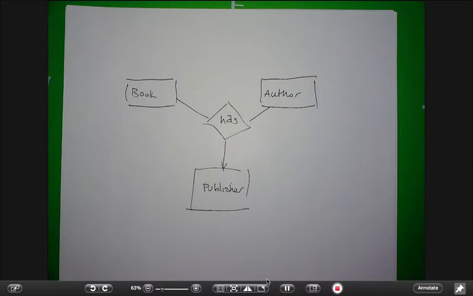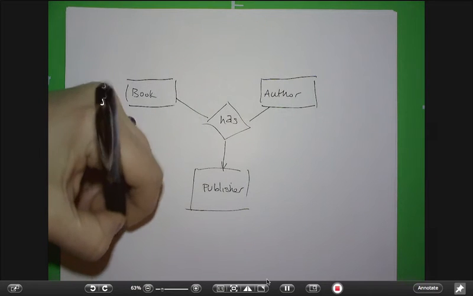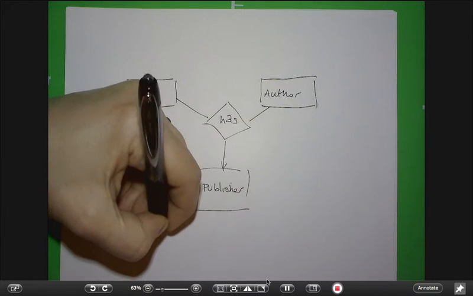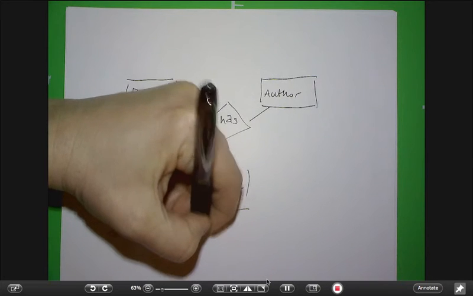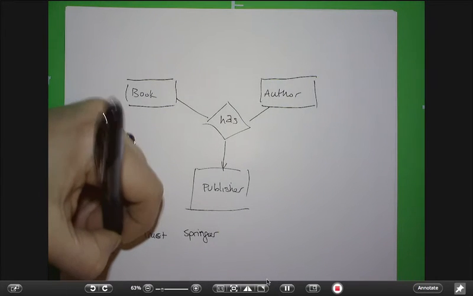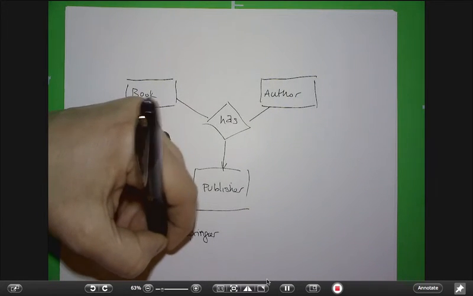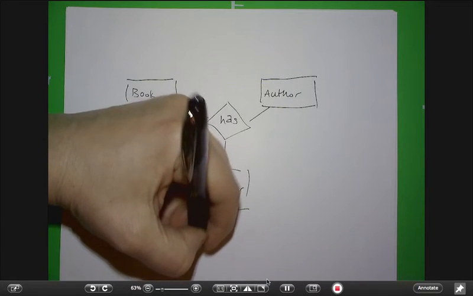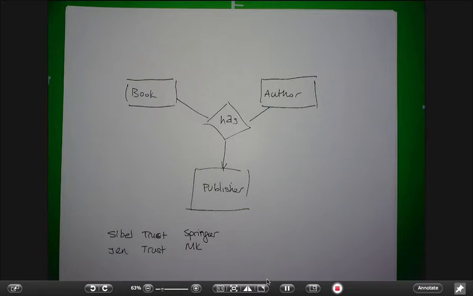That an author for a book has a publisher. Is it possible that a different author for the same book has a different publisher? Is it possible that Sibel wrote Trust for Springer, and then who else? Let's say Jen also wrote the same book, but with a different publisher, Morgan Kaufman. Is it possible? It makes no sense, right?